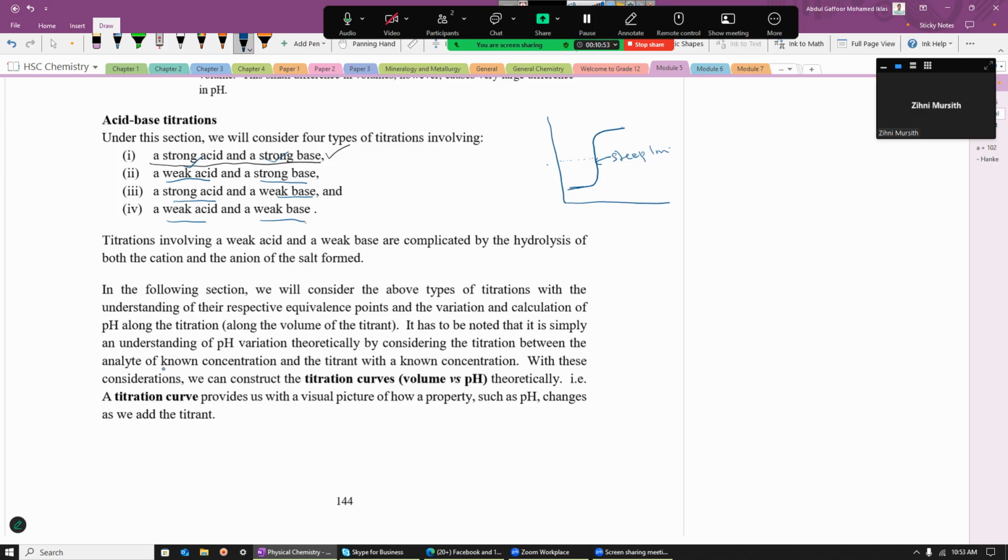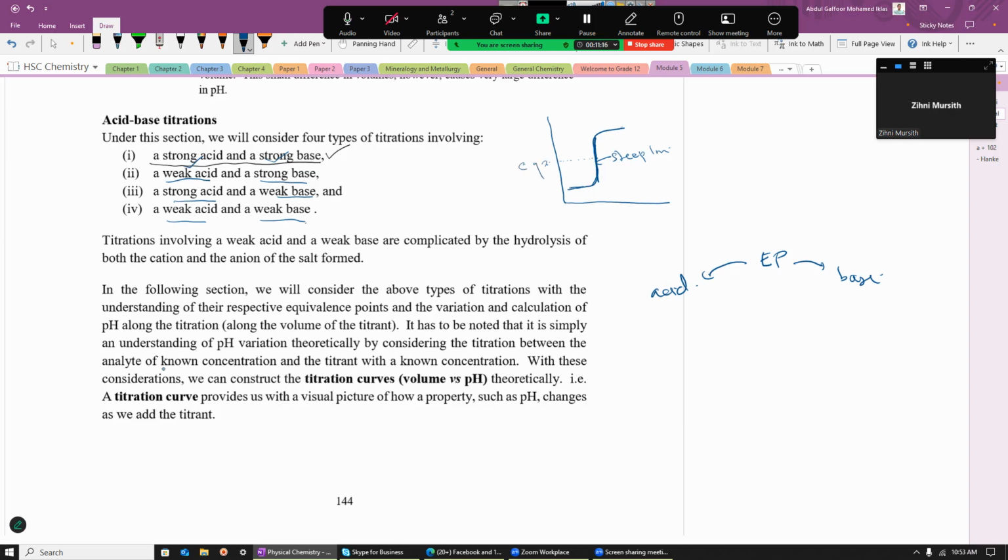During the pH range, what will happen after the equivalence point? Now you see this is the equivalence point. Before this point, if this is acid, after the equivalence point it will be base. So there will be a steep change in the pH. The midpoint of that range will be called the equivalence point. That is the simple definition.